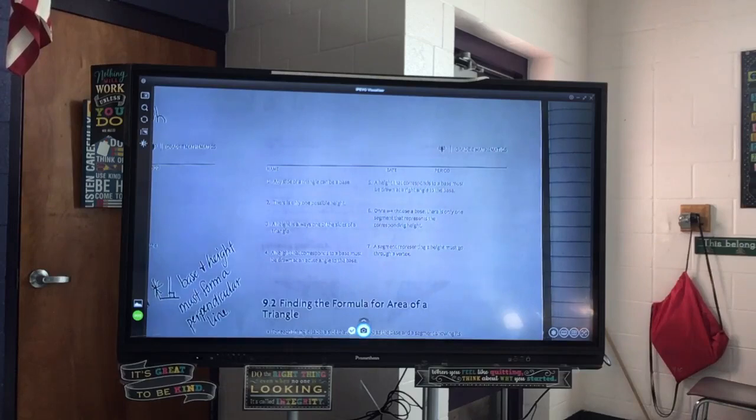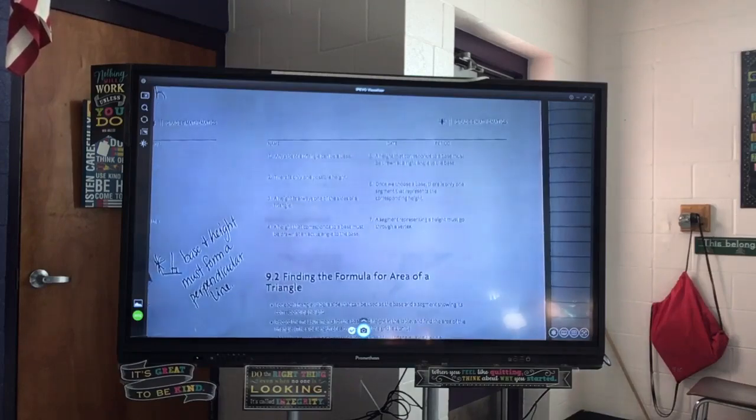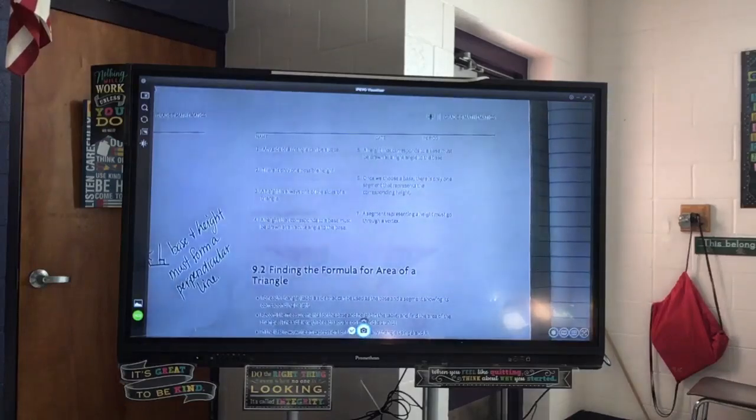We are going to do the whole stand up, sit down thing for which ones we think go with the correct statements and which ones do not. Alright, so stand up if you said that any side of a triangle can be a base.